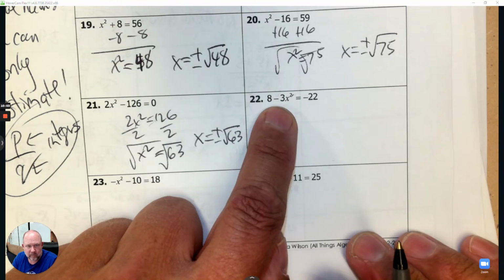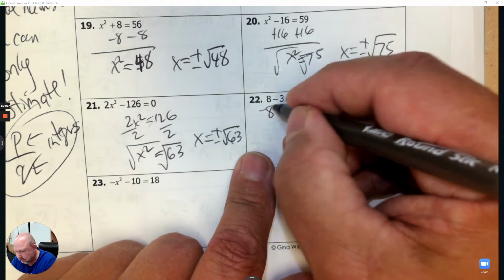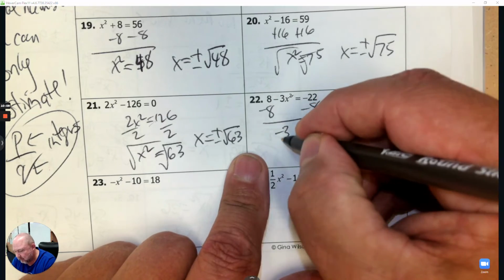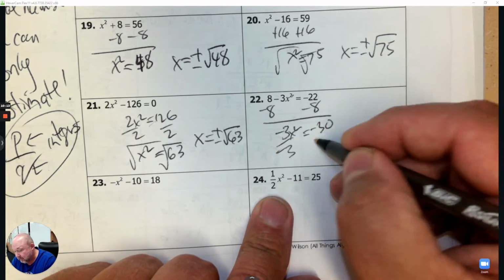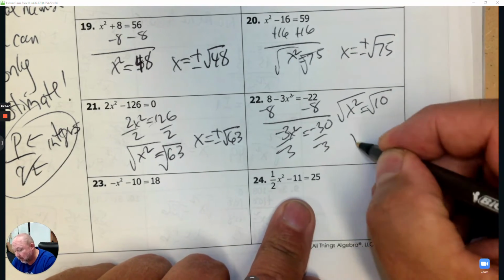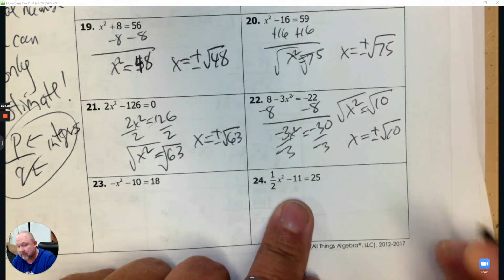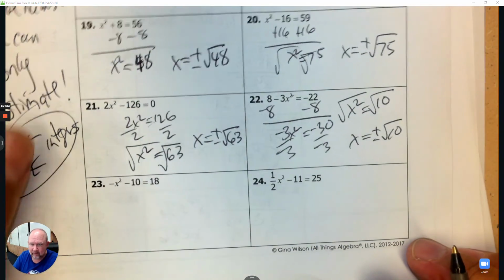Here, I'm going to subtract 8. I didn't know what direction I wanted to go there. That's negative 30. And then divide by negative 3. Now a negative divided by a negative is positive. So when you square root, you are square rooting a positive number. The square root of 10, there is no number times itself that equals 10.